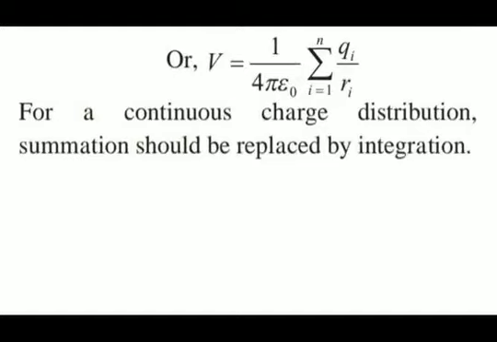That means finally we can conclude that the electrostatic potential due to a system of charges is nothing but 1 upon 4 pi epsilon naught summation of qi upon ri, where i is an integer, i equals 1 up to n, for n number of charges. Okay, so for a continuous charge distribution, the summation should be replaced by integration. As we know, if we have a continuous charge distribution, we put the integration sign.